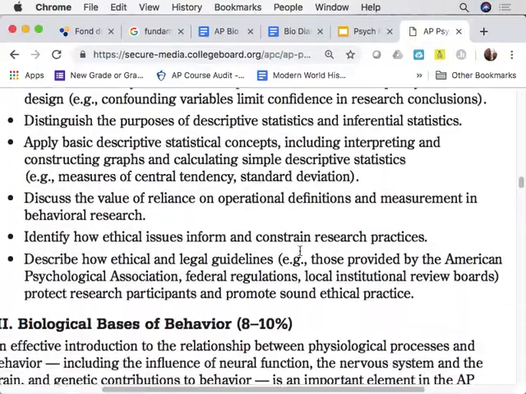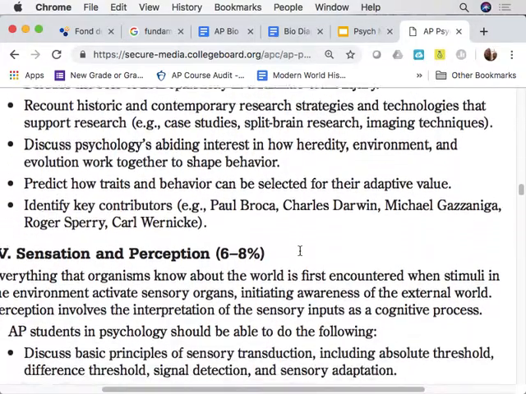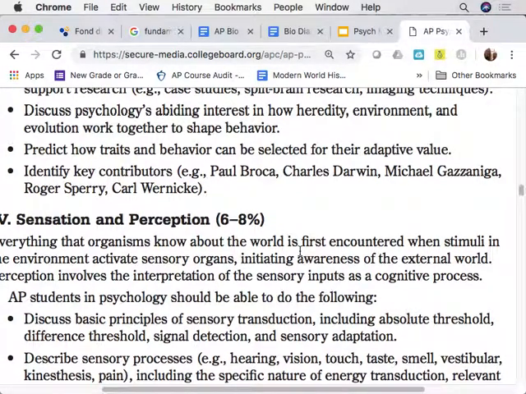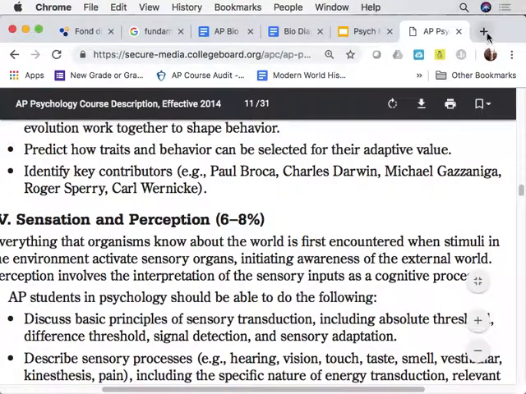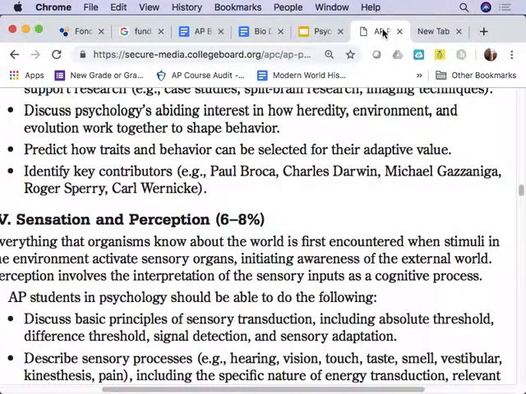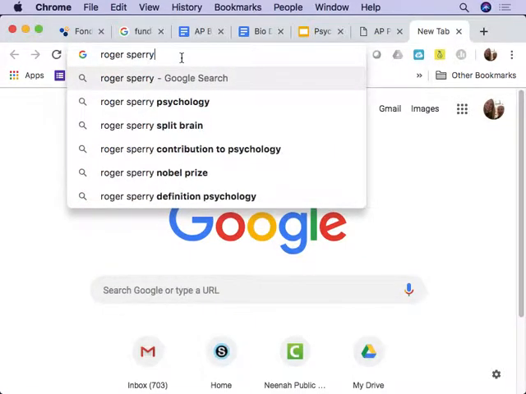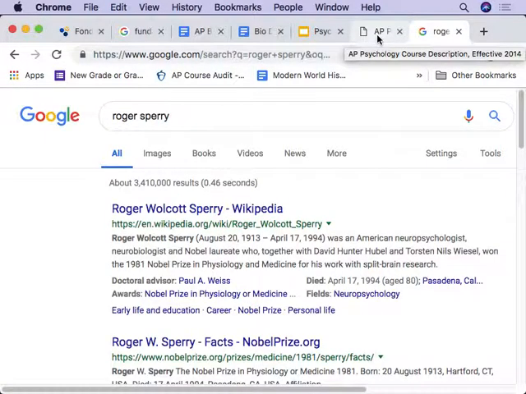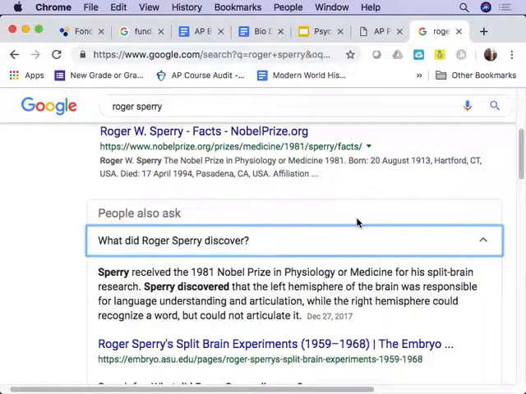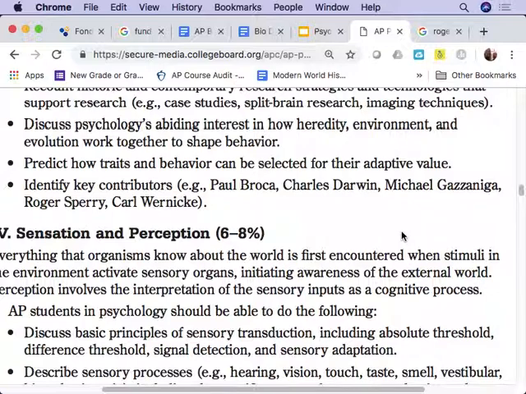Now, if we go down to methods, there's nothing there. Ooh, I'd have to look up Sperry. Why can't I picture? Maybe he did Gonzaga too. What do you think Paul Broca and Carl Wernicke did? I'm just seeing if Roger Sperry is with Gonzaga. Yes, he is. So I knew it was Gonzaga. You can put Gonzaga and Sperry together.